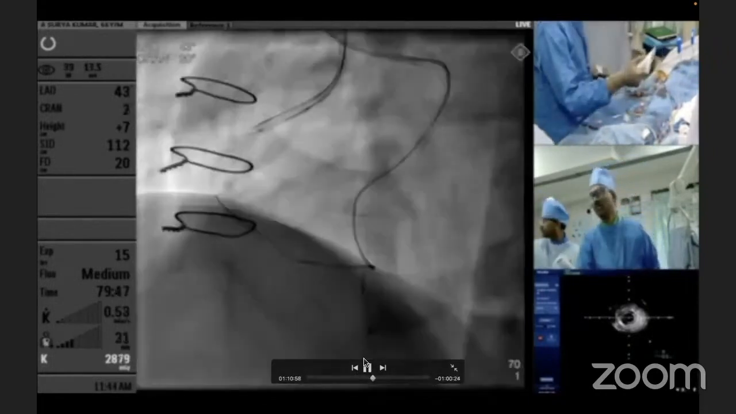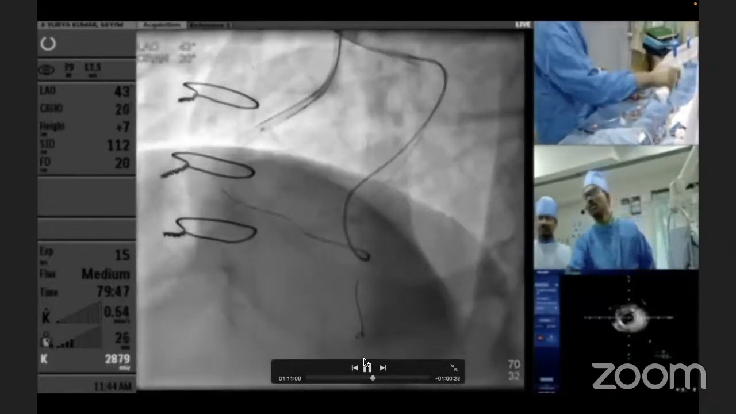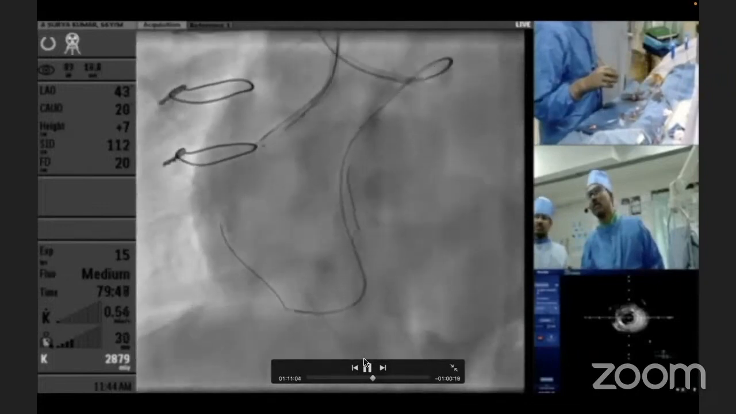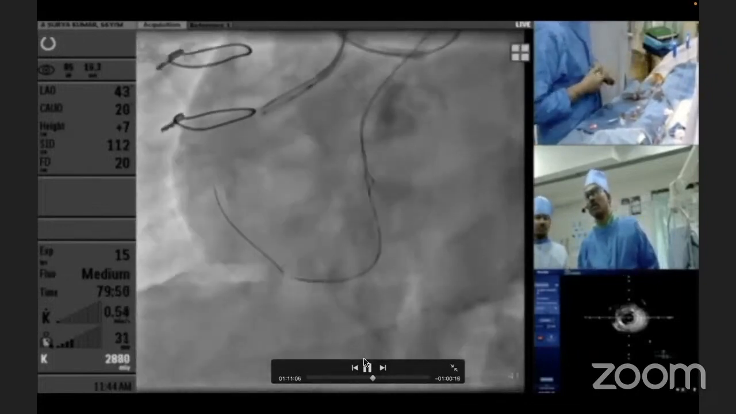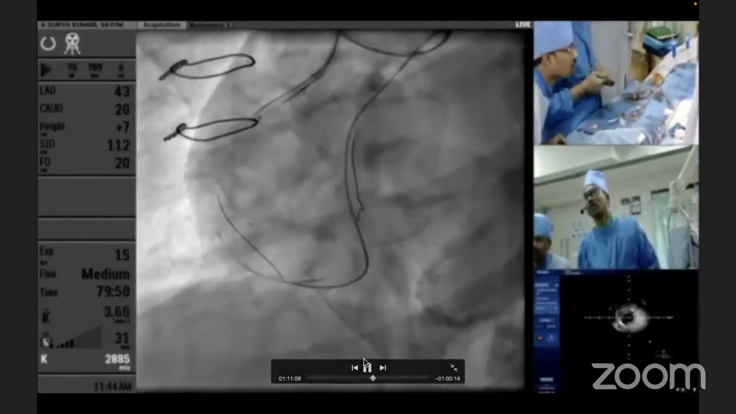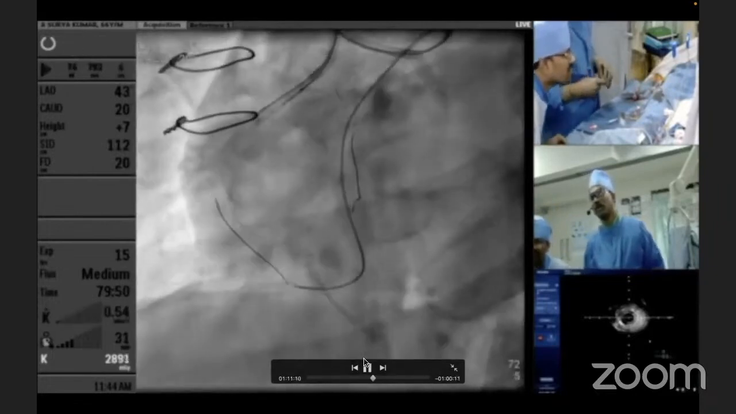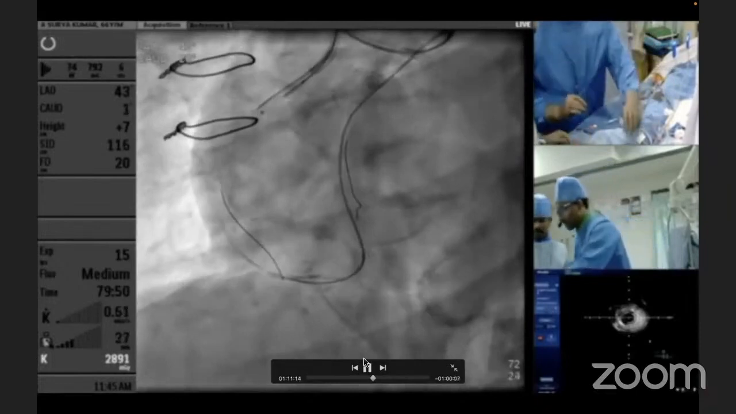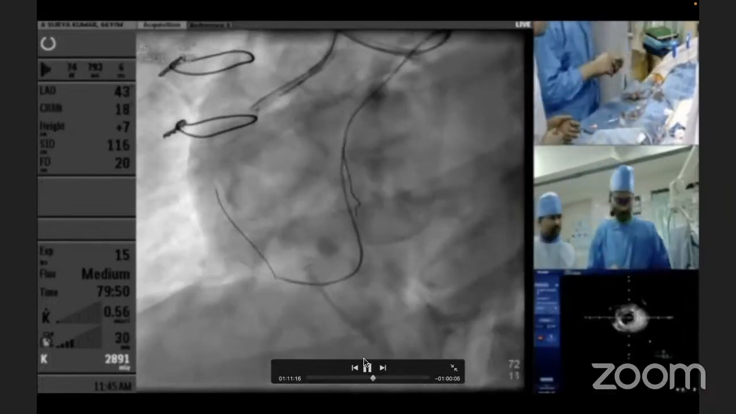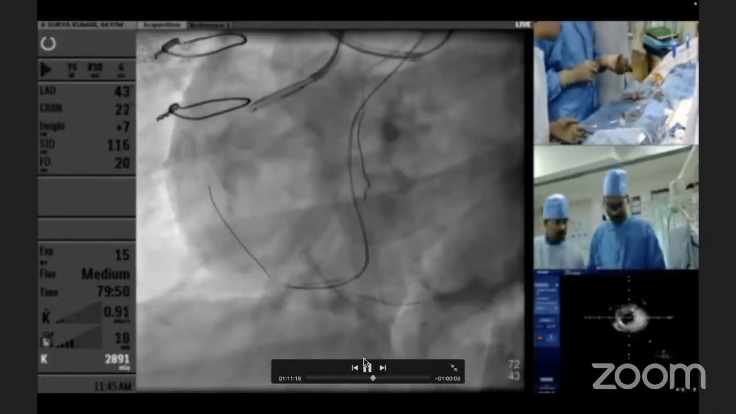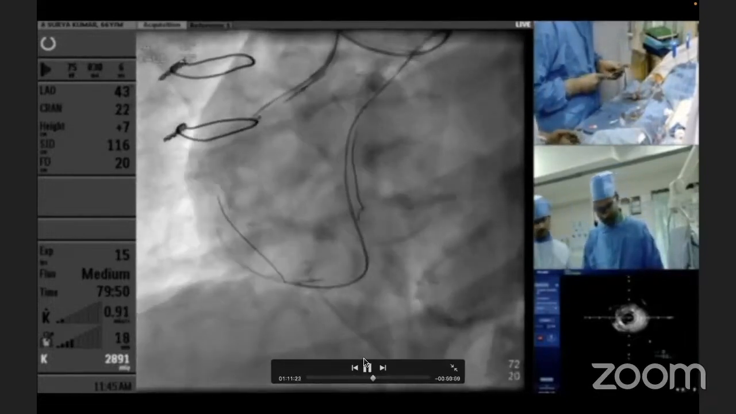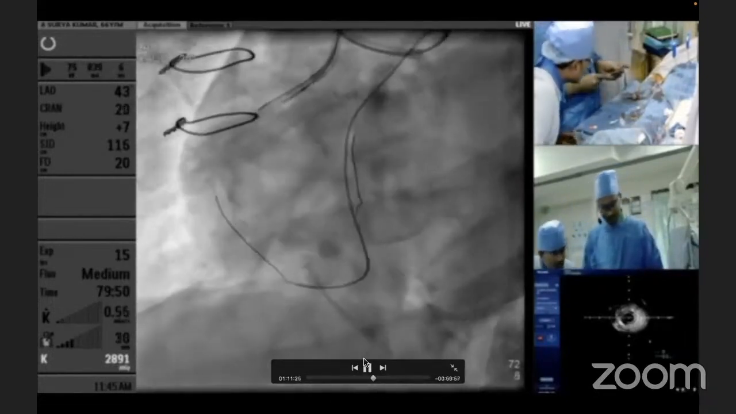So now you can see we are injecting. As you suggested, Vijay, I don't want to give full injections from the left system. The retrograde has come from a small branch. And now you see that the graft is filling, right? Yeah, what is filling is the graft from retrograde, not the native vessel. Exactly. And you can see that it is quite straight to your distal vessel.